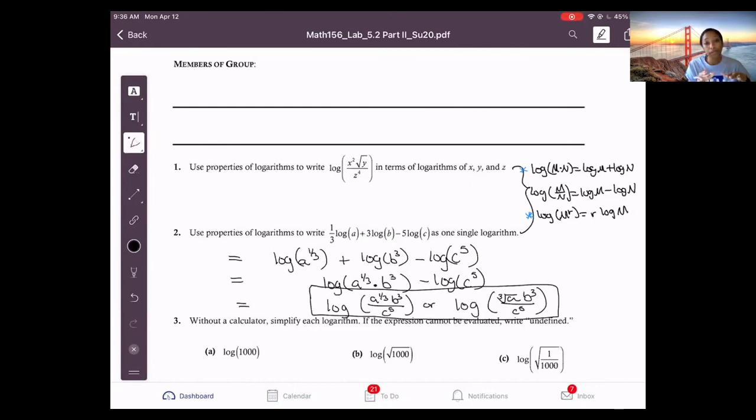Problem number 1, I'm leaving for you. You're going the other way. So you'll start off by breaking into a difference, and then break it into a sum for the first 2 terms, and then bring down your exponent.